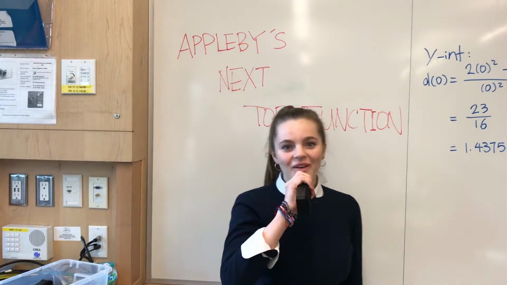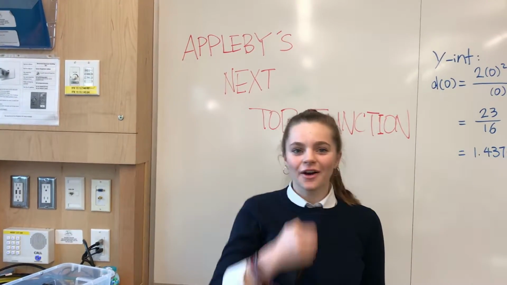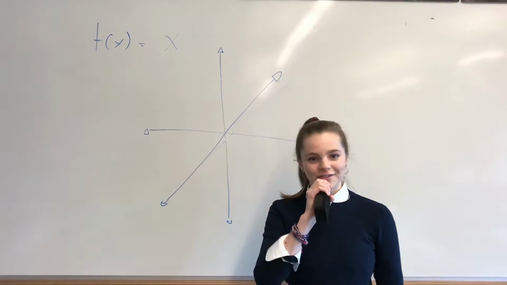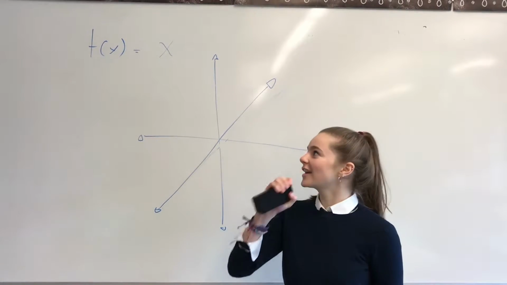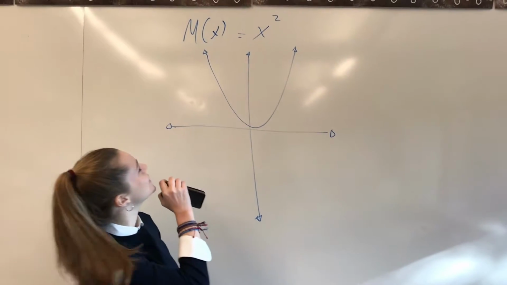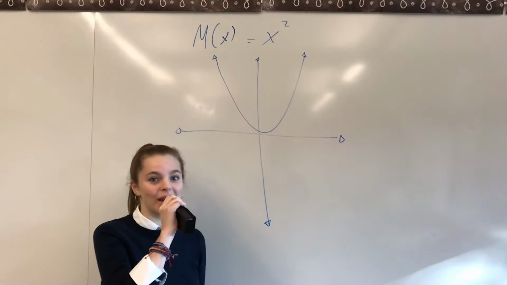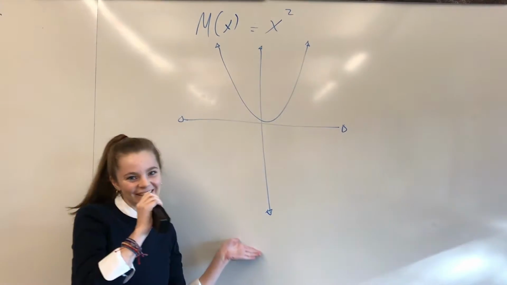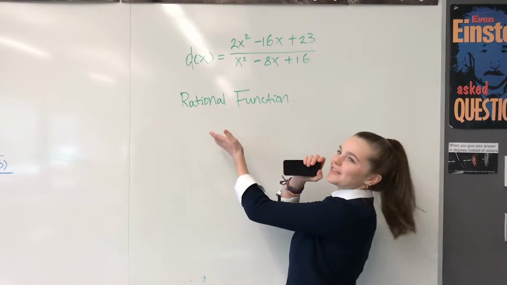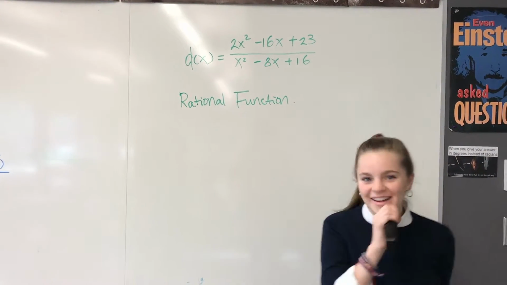Hello everyone, and welcome to Applebee's Next Top Function. Today we have 3 contenders for you. Our first contender is T of x equals x. Our second contender is M of x equals x squared. And our last and jury's favorite contender is this rational function.